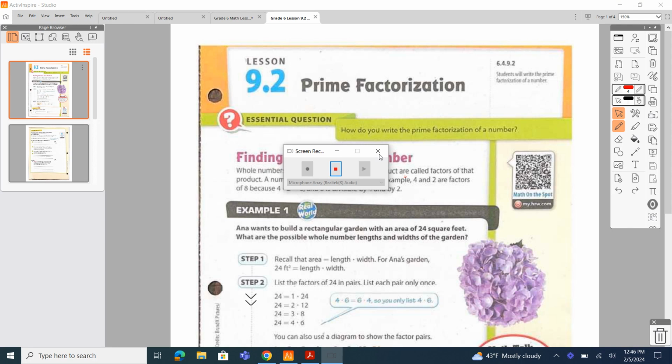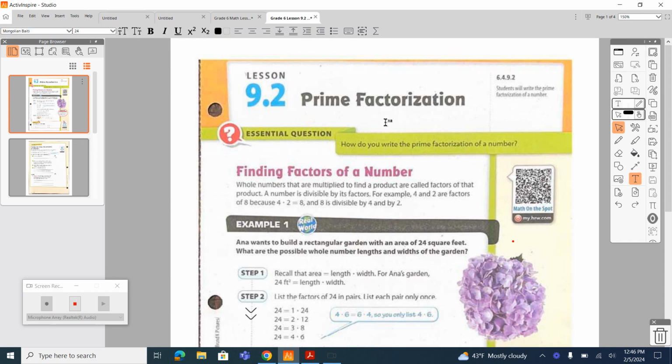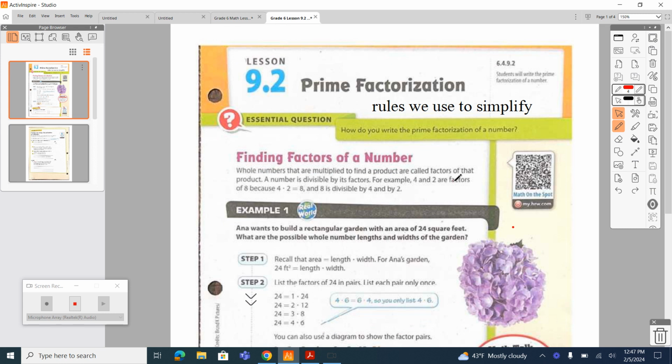Today we are going to go over lesson 9.2, prime factorization. And in this you will see a lot of similarities between prime factorization and the rules we use to simplify numbers, okay? So our factors are whole numbers that are multiplied to find a product.